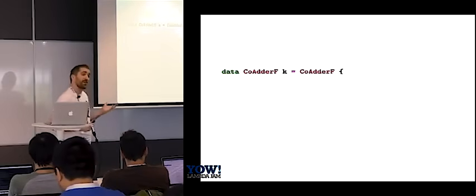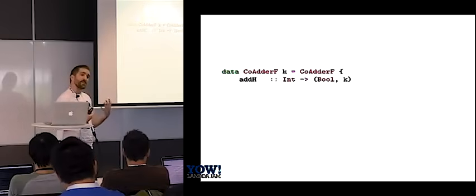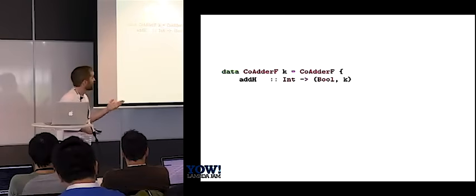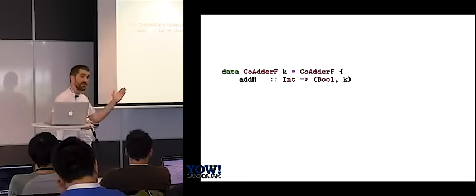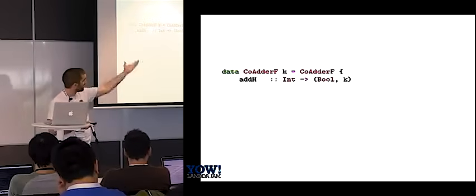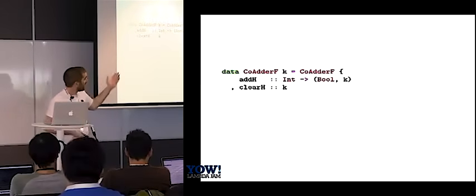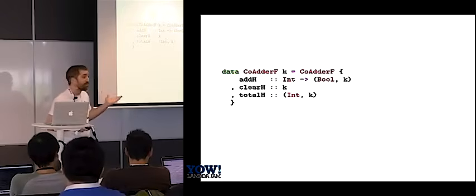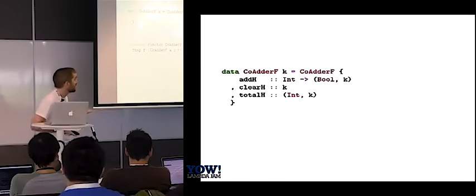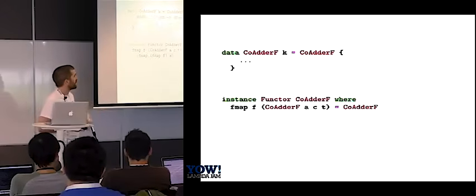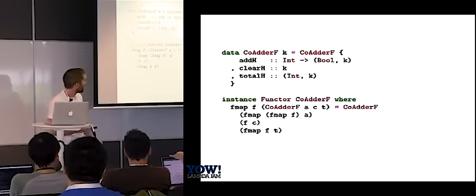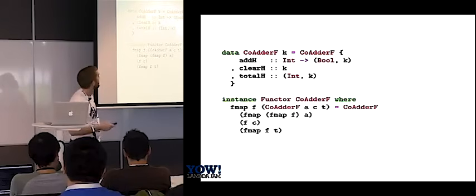So we'll build a CoAdder. I couldn't think of a better name. It needs to be able to handle the 3 cases. So it's a product of our add handler, which takes an Int and tells us whether we overflowed, and then returns new handlers, our clear handler, and our total handler. We also need this to be a functor. And again, we can derive it, but I'll bravely commit to the type checking, although it's trivial.